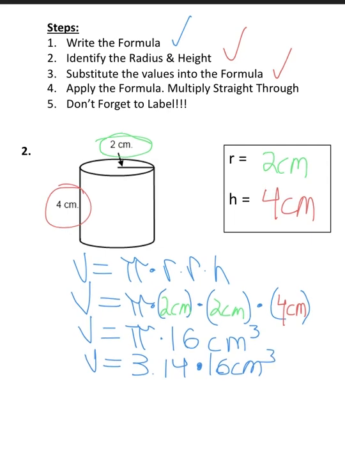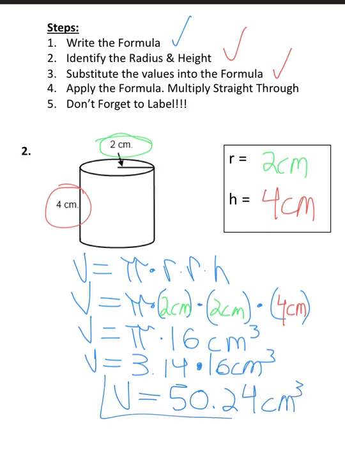The final answer will be volume equals 50.24 centimeters cubed. So the volume of this specific cylinder is volume equals 50.24 centimeters cubed. Now remember, we have to label it centimeters cubed because as you can see, we did centimeters, centimeters, centimeters. So we multiplied centimeters 3 times. That's where we get the centimeters cubed.